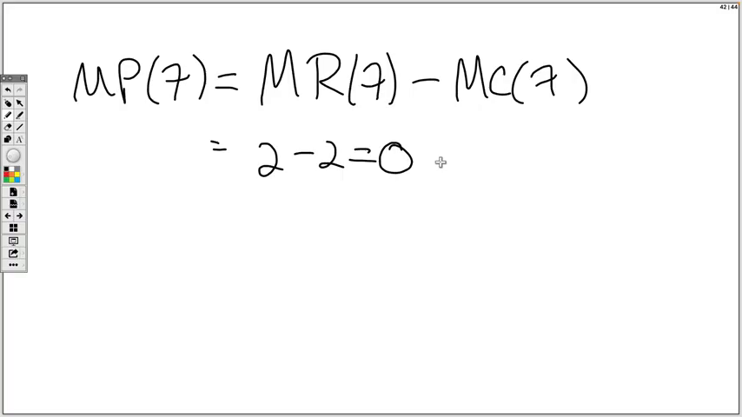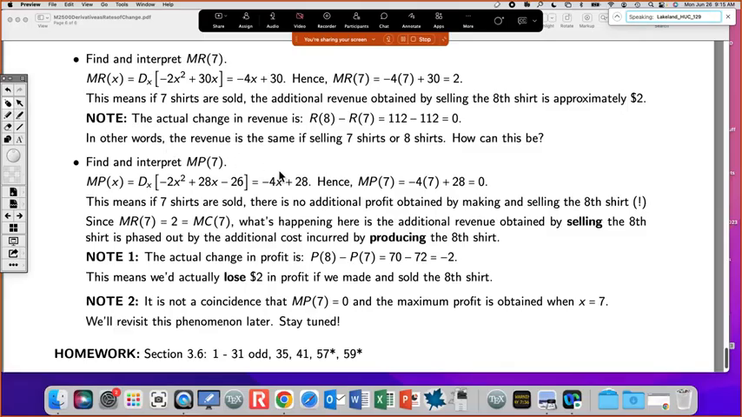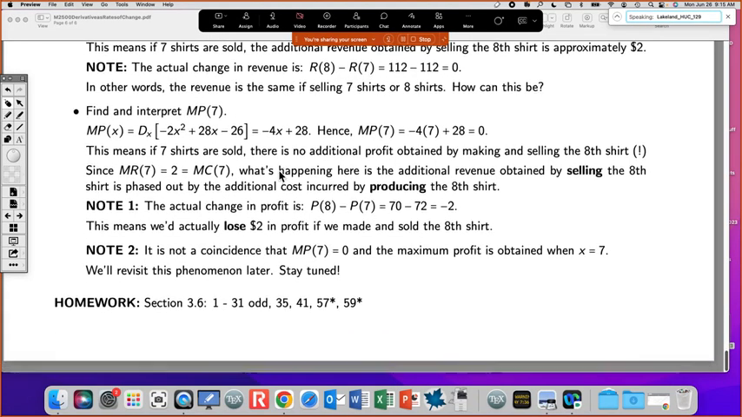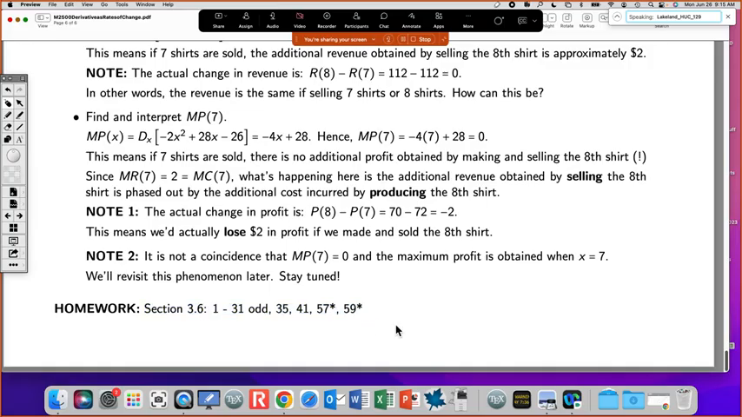Has anyone taken an economics class? They talk about marginals. In those classes, if it's not calculus based, everything's linear, so their marginals are literally their slopes. But here you can have marginals of anything like that. All right, and then here's the homework.